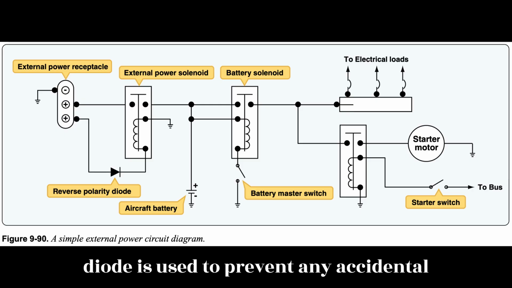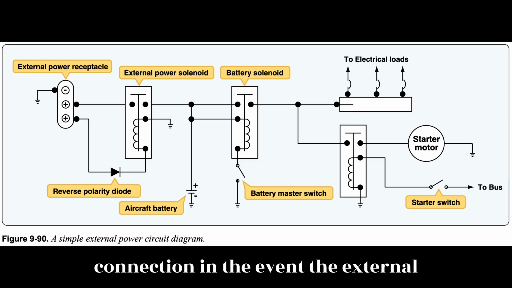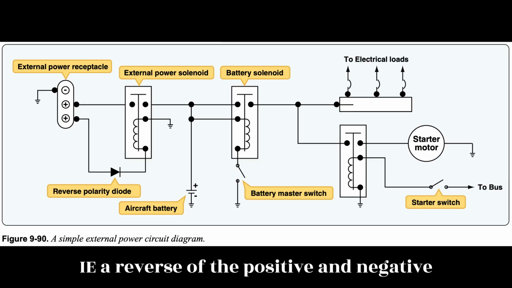This diode is used to prevent any accidental connection in the event the external power supply has the incorrect polarity, i.e., a reverse of the positive and negative electrical connections.